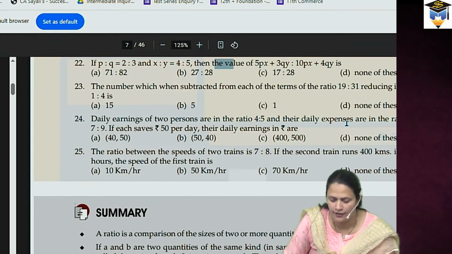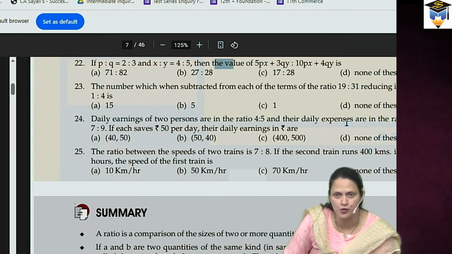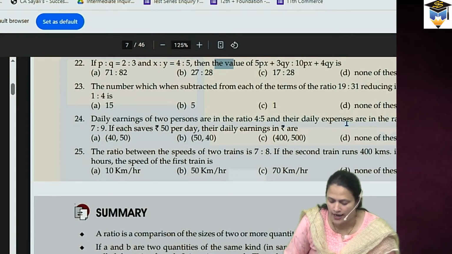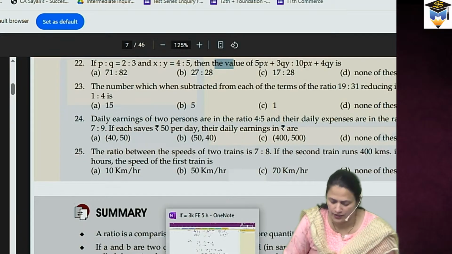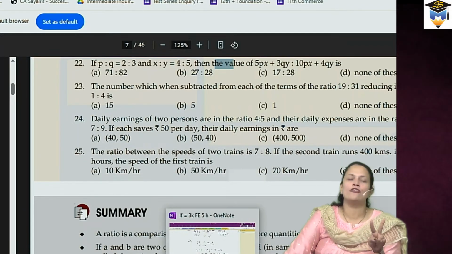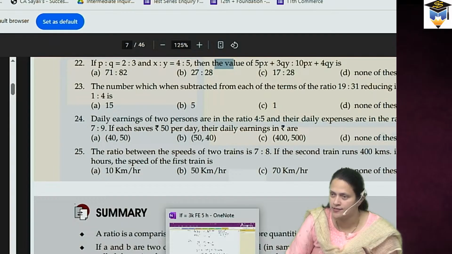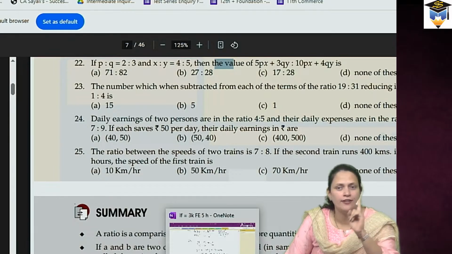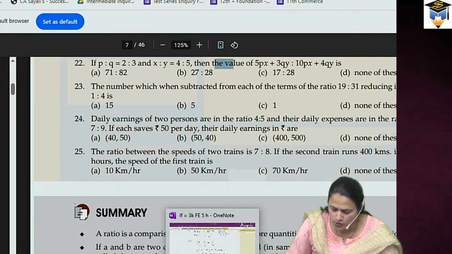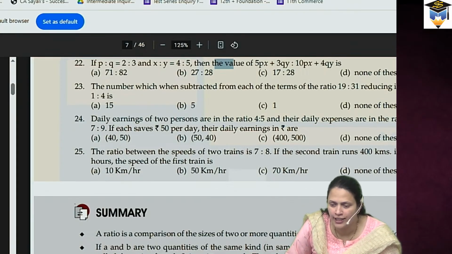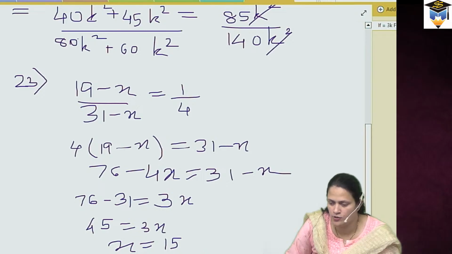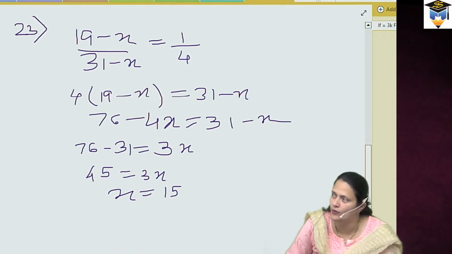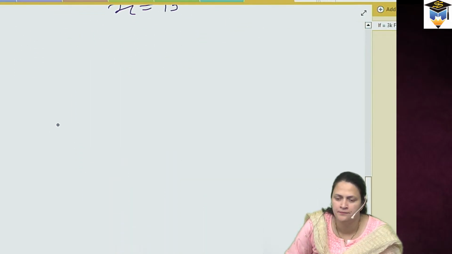So what have we been given first? We have been given the ratio of daily earnings. Okay, and since the ratio is given to us as 4 is to 5, I'm going to say let the common multiple be x. So if I talk about two persons, their earnings would be 4x and 5x. Okay. So now they are going to save rupees 50 each day. So let us see how we will form the equation here for the 24th sum.